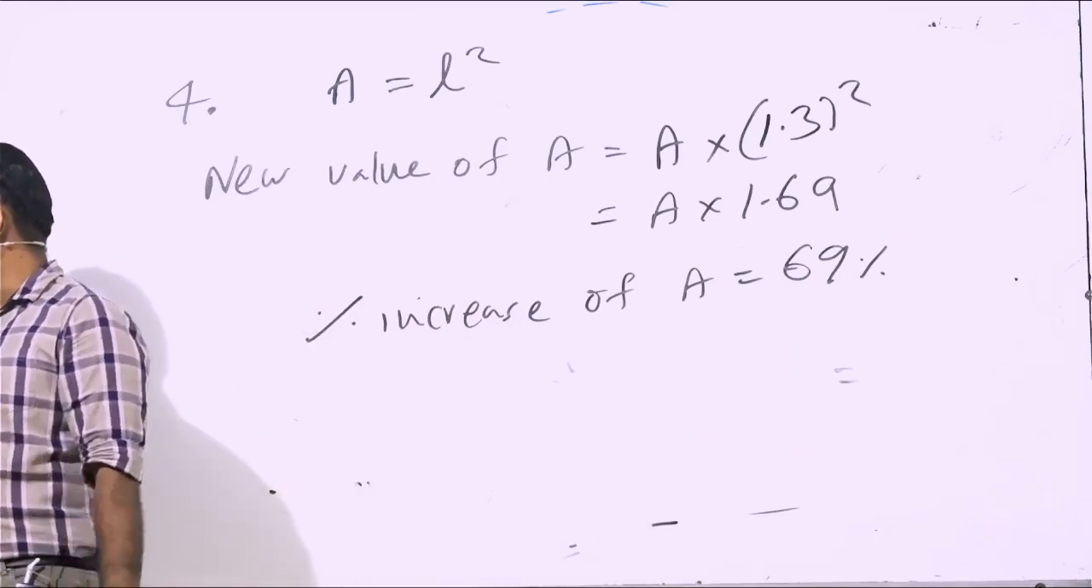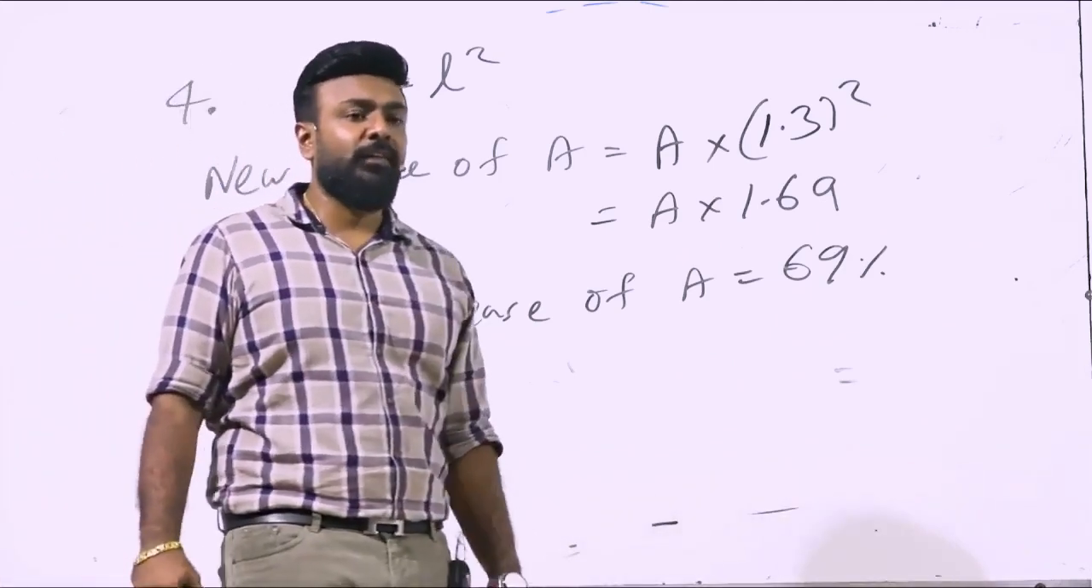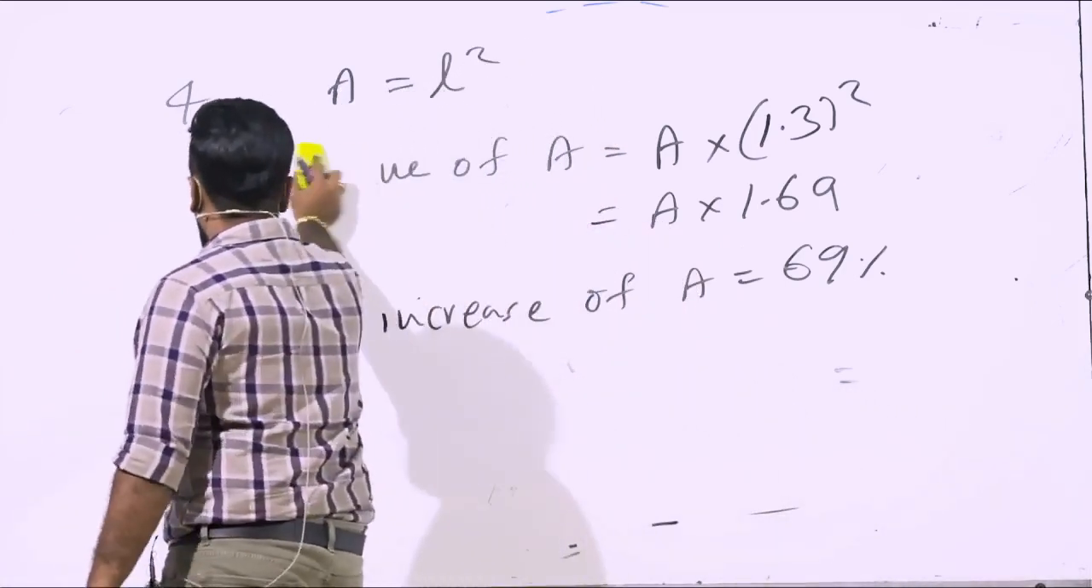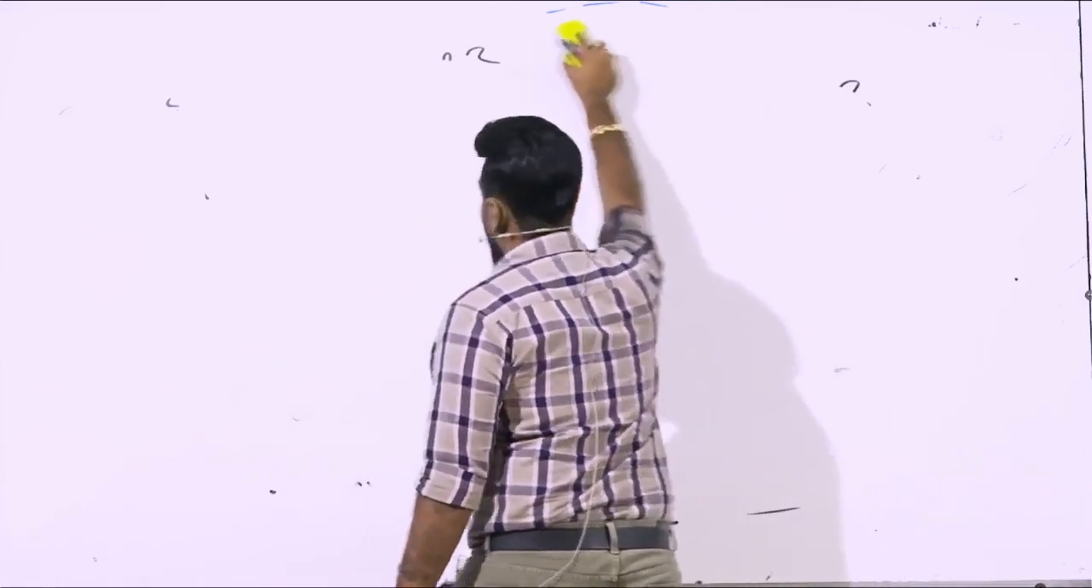Good, the students on the live are also working. Number 5. If the length of one side of a cube is decreased by 60%, what is the percentage decrease of volume? Start now.